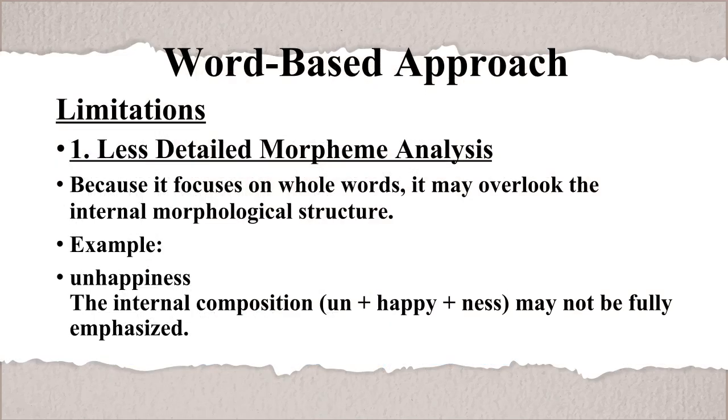This approach also has some limitations. One limitation of the word-based approach is that it provides less detailed morpheme analysis. Since the approach focuses mainly on whole words, it may overlook the internal morphological structure of a word. For example, the word unhappiness can be divided into the morphemes un plus happy plus ness. The internal composition and individual functions of these morphemes may not be fully emphasized in the word-based approach.